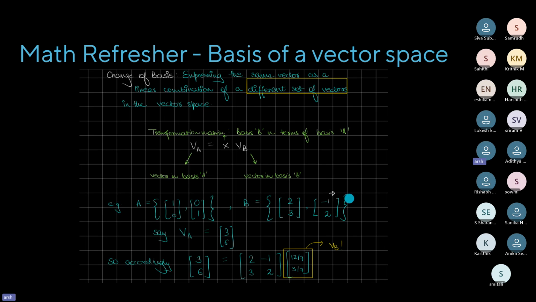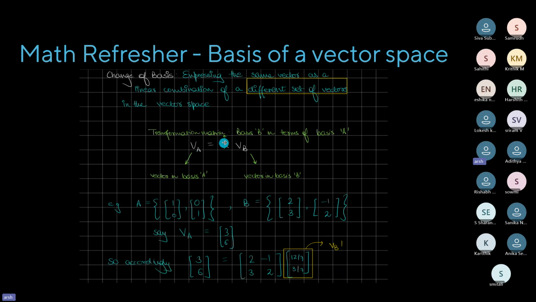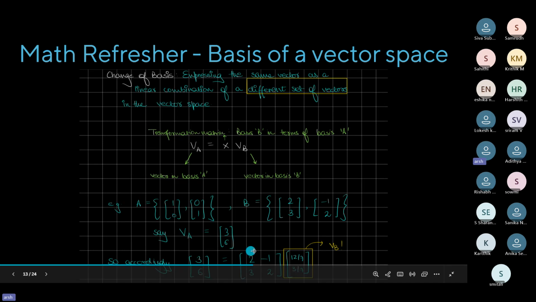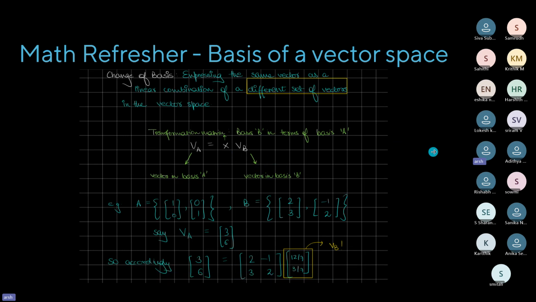So this is, say, your vector in basis A, and this is your vector in basis B. And this is X, a transformation matrix, which linearly transforms it from one to the other. And this is an example, as you can see. A is just i cap and j cap, and B is some arbitrary vectors that we have chosen for our basis vectors. And if you apply this, you get the vector VB prime in terms of the new basis that you've chosen. This is a simple mathematical operation.